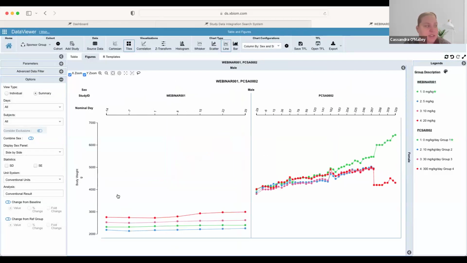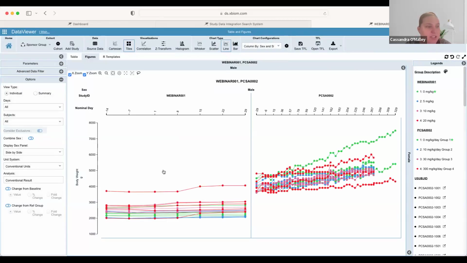So if I take a look at the left-hand side, these are going to be the individual values. In this shorter study, subjects tend to maintain their body weight. They may fluctuate up or down like 0.1 kilo, 100 grams over the course of the study. The biggest change within here is 200 grams over the entire 4 weeks within the study.